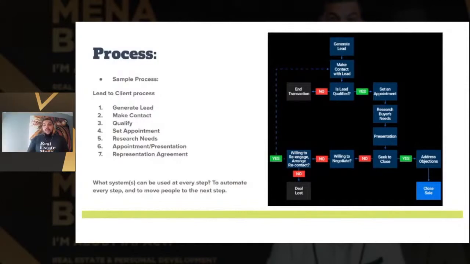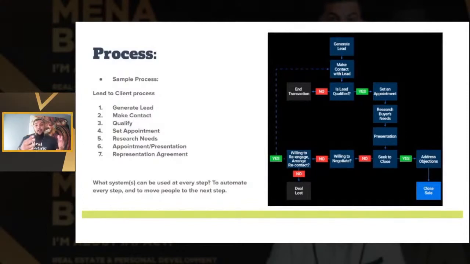So for example, maybe you have a form on your website to generate the lead and capture the information, right? That's a system. That's automated right there. Maybe you have a follow-up system that automatically responds to the lead as the information is captured, without you having to be freed up to follow up with that contact. That's the system right there. Maybe you have a calendar or a scheduling tool that allows people to book an appointment with you. That's the system right there.